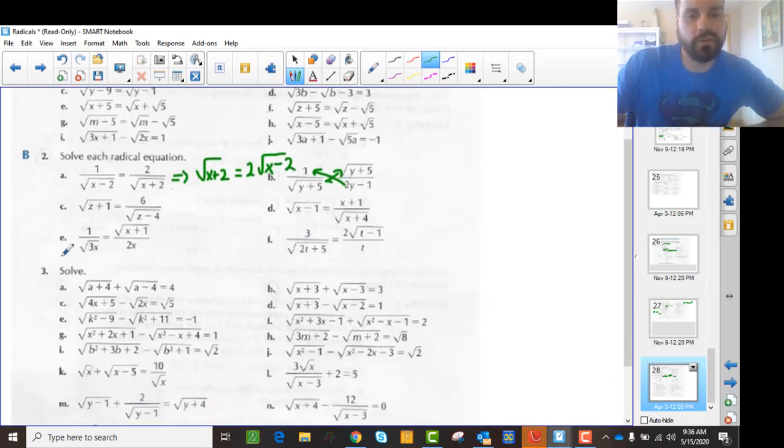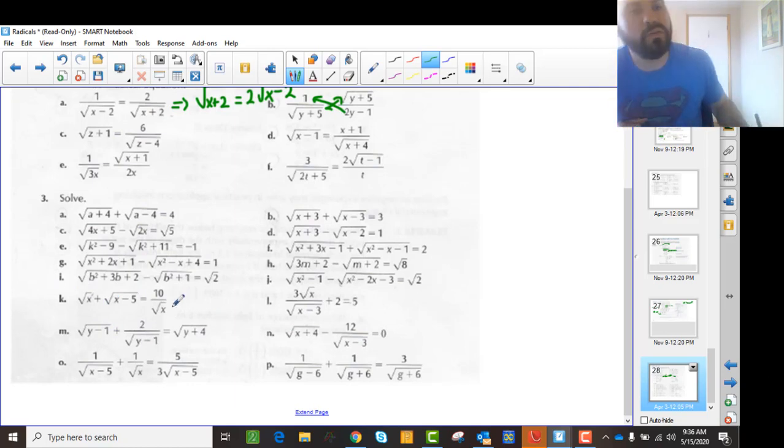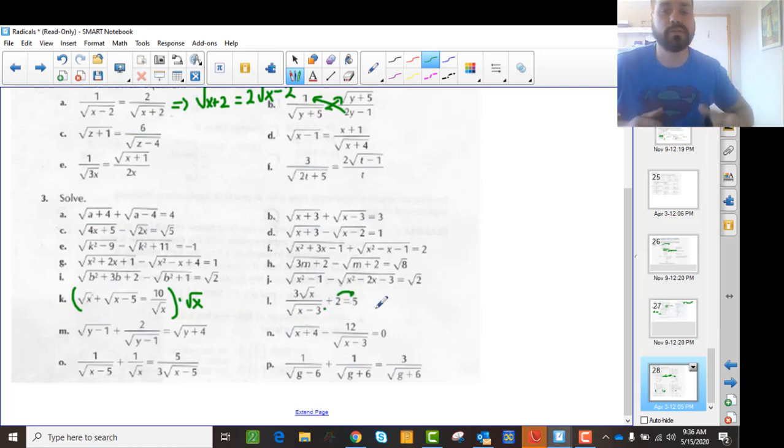And then down here, you've got your two radicals along the way as well. Some of them have more than one. If you look at, there are more than two. If you look at this one, for example, you've got 10 over root x is equal to this. What you want to do is multiply everything here by root x and then see what happens. Same thing here. You want to isolate one of the radicals. So you're going to bring that 2 over and then multiply up with the square root of x minus 3. So there's lots of different ways to do that.